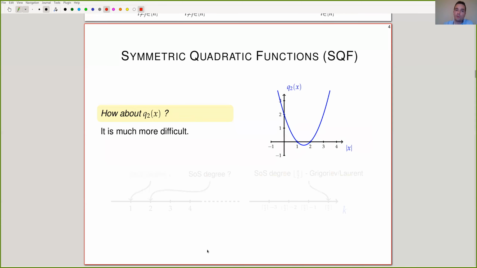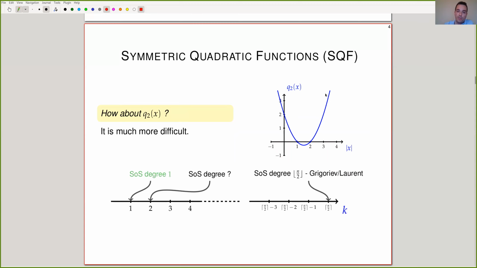So the question is, can we do this for k greater than 1, for example, for k equal 2? And actually, even k equal 2 is much more difficult. So for the polynomial you can see on the right, it's not that easy anymore. And if we push k up to n over 2 rounded up, we will see that actually the degree of the sum of squares needed to write the function qk in that form goes up to n over 2 rounded down. And in this paper, we'll try to answer the question, what is the degree of the sum of squares representation needed to write our polynomial qk in that form?